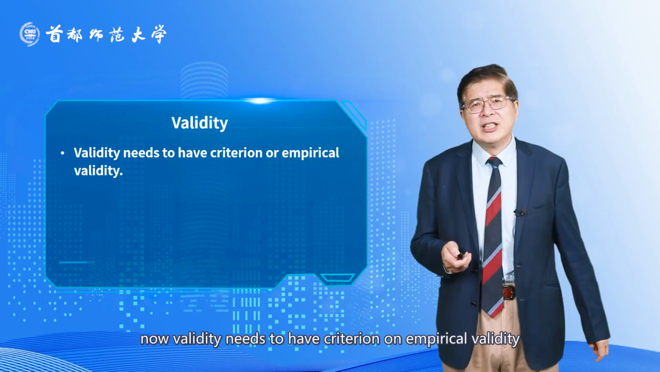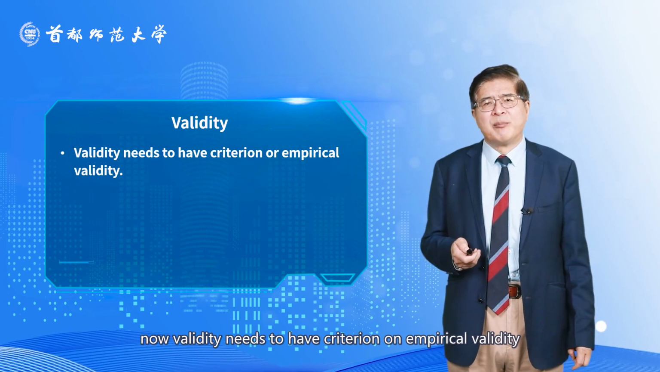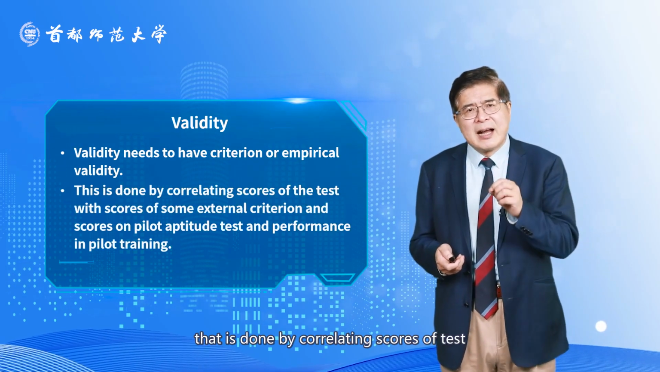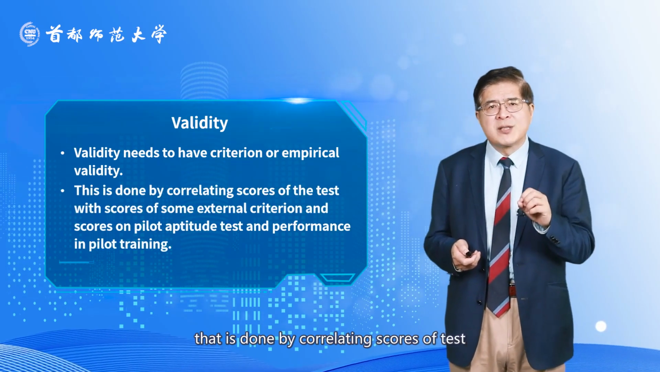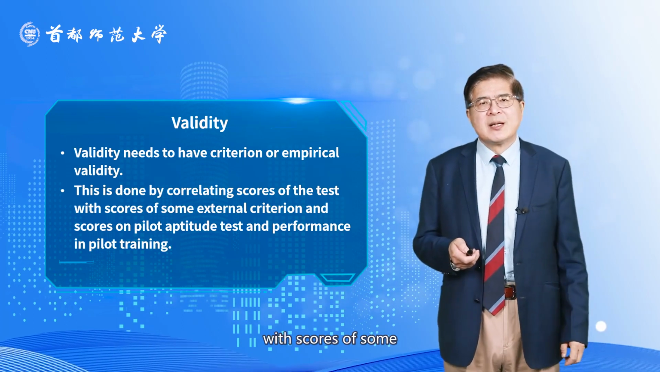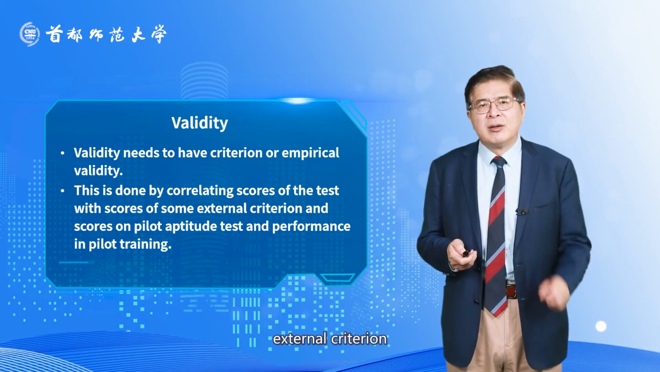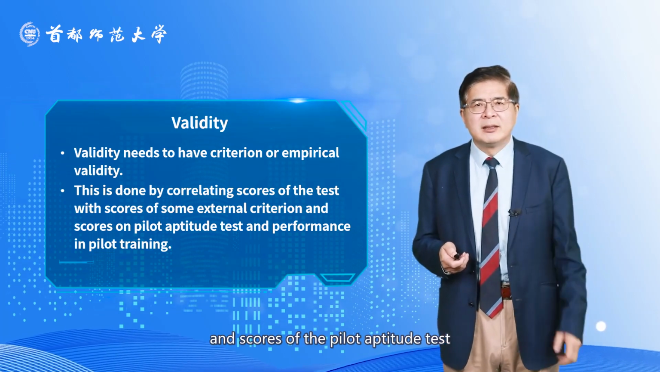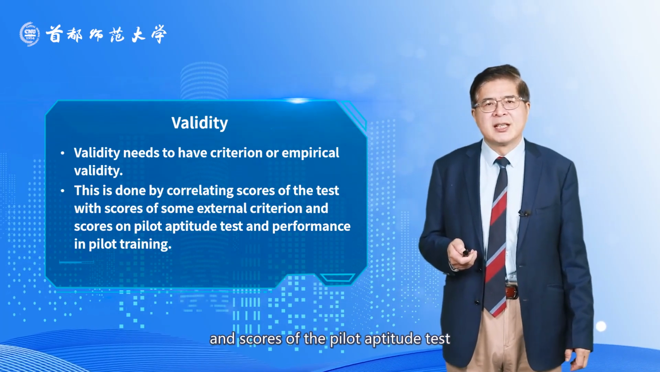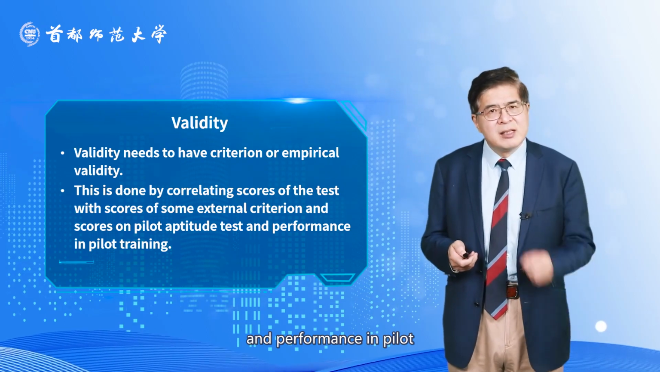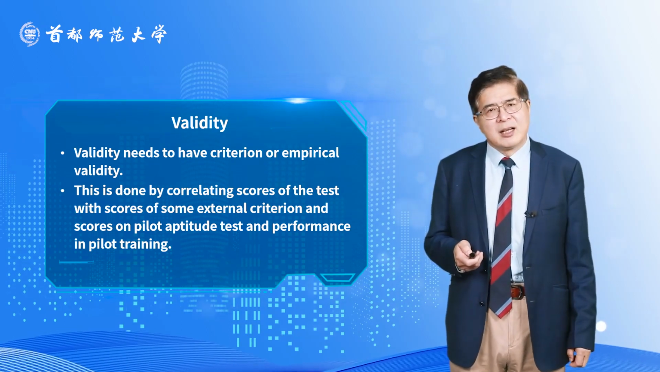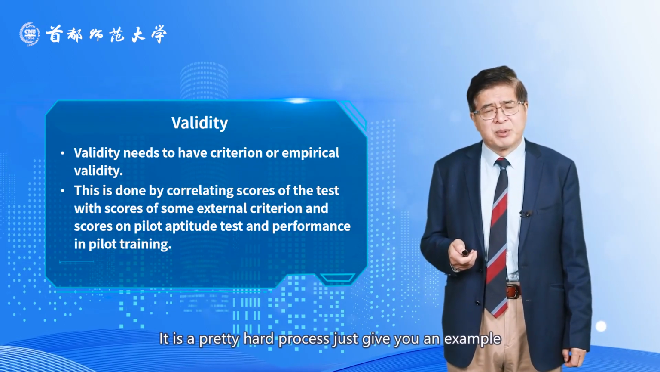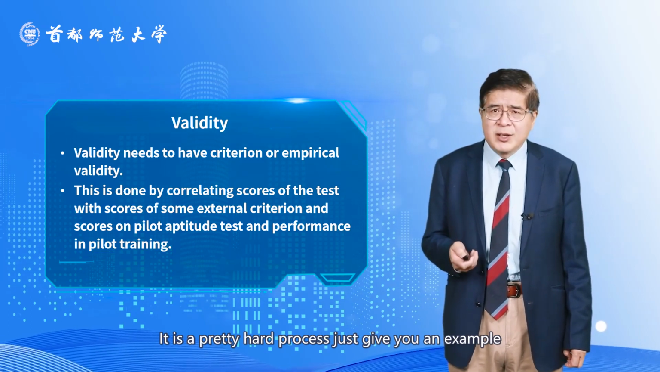Now, validity needs to have criterion or empirical validity. That is done by correlating scores of the test with scores of some external criterion, such as the scores of the pilot aptitude test and the performance in pilot training. So it's a pretty hard process. Let me just give you an example.